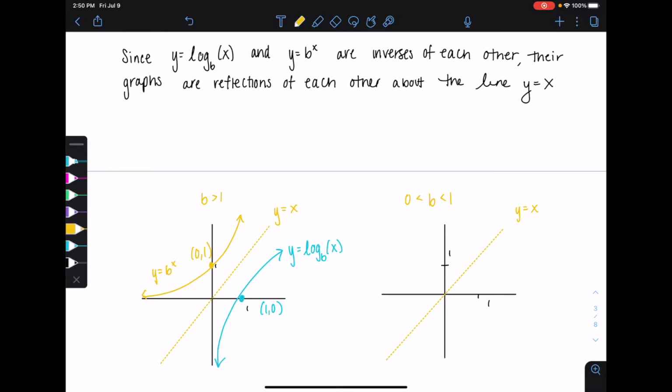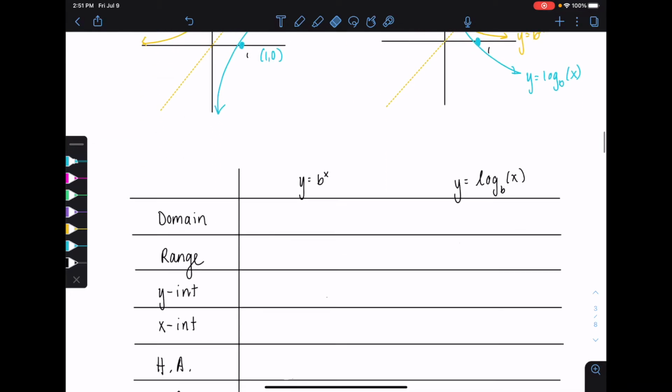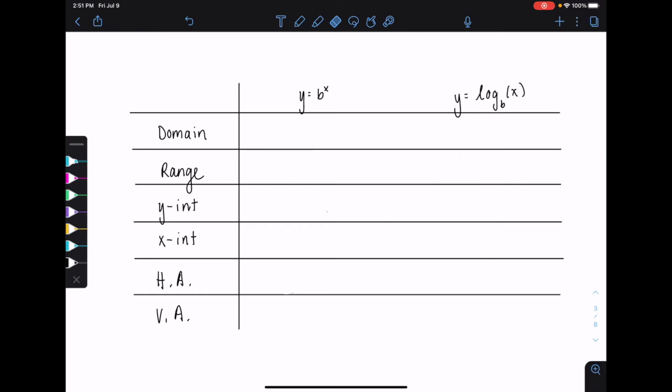In the case we deal with a base being between 0 and 1, it still goes through the point (0, 1), but has this shape overall. So this is our exponential function. If I flip that point, my logarithmic function still goes through (1, 0). But when I reflect it, it has this shape instead. So this is our logarithmic function with base b. So ultimately, if we know all of these properties about the exponential function, we can get our properties for the logarithmic function. So we're going to go through all of those classifications.